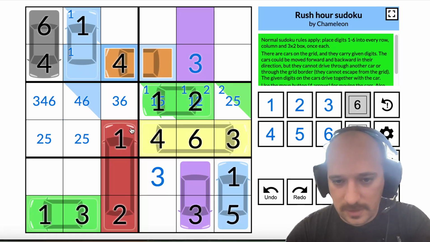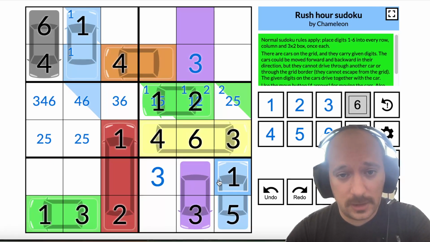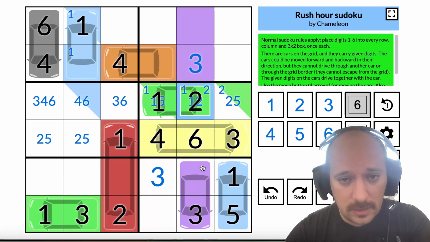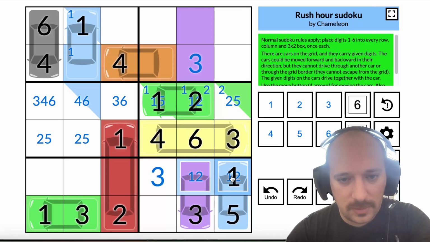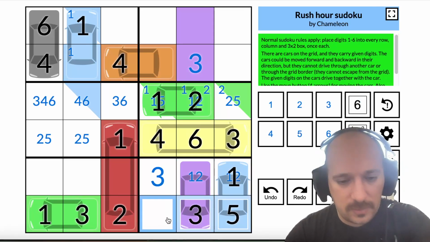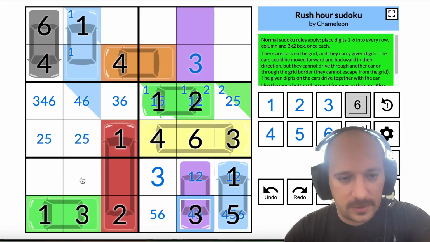So let's see. We know the placement of this one. We still don't know where this one is. Actually, well, yeah, we can do just 1, 2 by sudoku here because we know the digits in the rows.